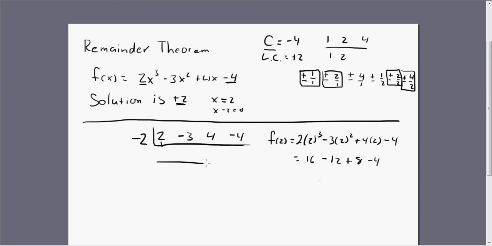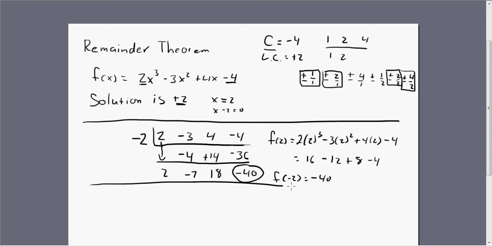So, once again, I'm going to bring this down. I'm going to bring down my 2. 2 times a -2 is -4. That gives me a -7. That gives me a positive 14, which gives me an 18 when I add them. That gives me a -36. That gives me a -40. So here's my remainder. And so f of -2, and I'm not going to do all the work, I just know it has to equal -40. So these two don't yield any solutions.